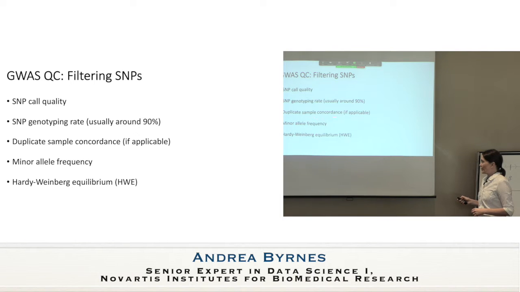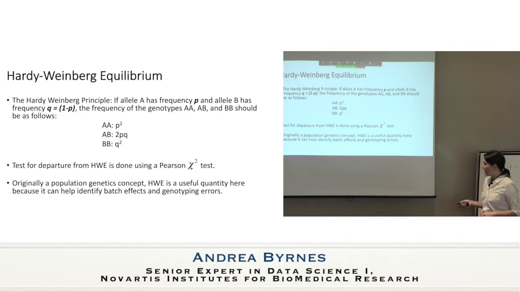Duplicate sample concordance, so if you happen to have run the same sample more than once in your study, you would want to make sure that these results line up. And if they don't, then maybe there's something wrong on the SNP side. In terms of minor allele frequency, if things are very, very rare, they might not be helping you out a whole lot. That depends on what you're looking for in the study design. And then Hardy-Weinberg equilibrium, which I'm going to take a second to talk about now.